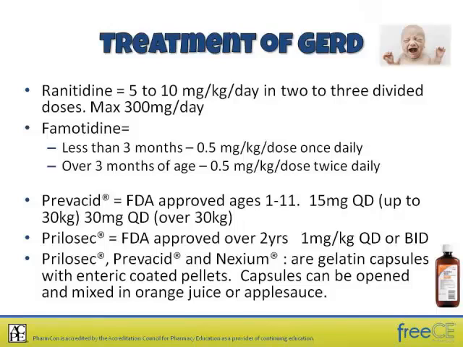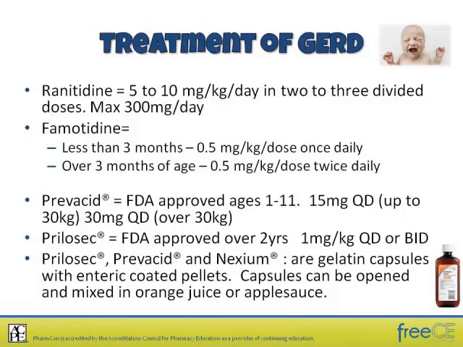Let's go over some of those doses for the treatment of GERD. Ranitidine, Zantac liquid, is available as 5 to 10 milligrams per kilogram per day, and we'll give that 2 to 3 times a day in divided doses, no more than 300 milligrams per day. Famotidine or Pepcid, if the child's less than 3 months, we can use a half milligram per kilo once a day, and if the child's over 3 months of age, we can do a half milligram per kilo twice a day.